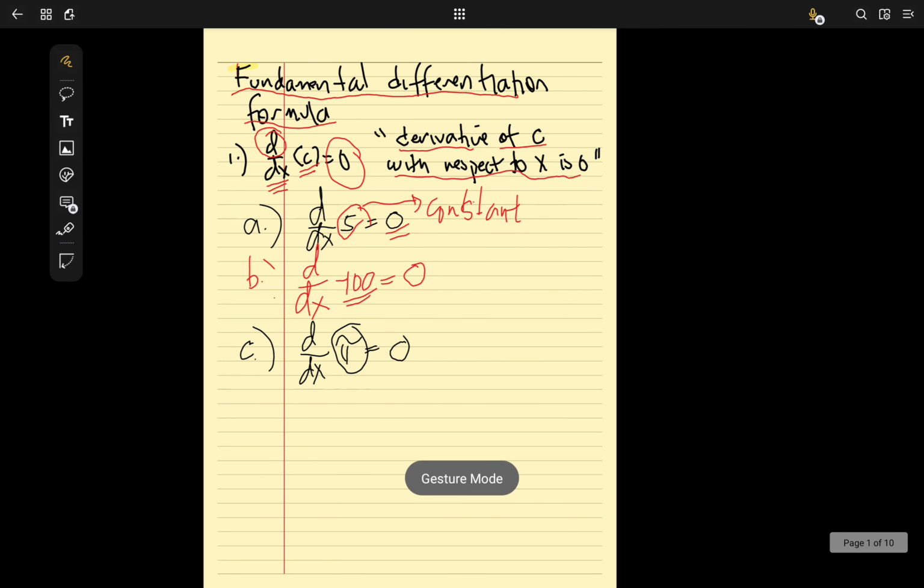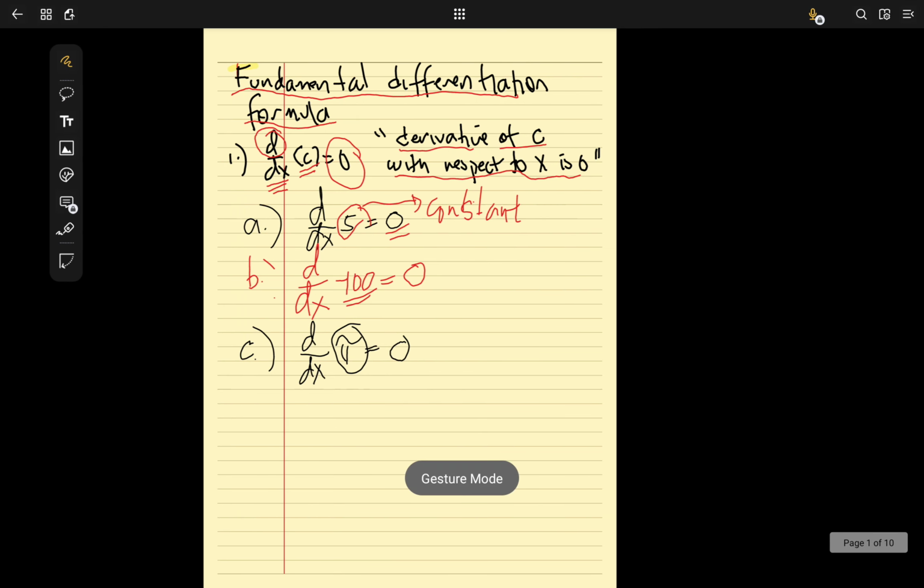Let me just add a page. For example, letter B. The derivative of (3x minus 4) raised to 5. Again, we have a certain function raised to a certain exponent, 5. Therefore, we will consider u to be 3x minus 4. Then the exponent 5 will be your n.